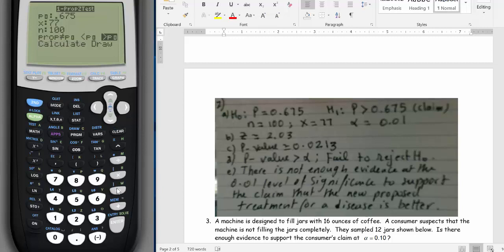Okay, calculate. Here you go. So I got Z, the book uses Z sub 0, so you can use Z sub 0 if you like, with 2 digits, 2.03. And the p-value, as you can see, is 0.0213 with 4 decimal digits. Since you notice that the p-value, which is 2%, is more than 1%, which is alpha, so you fail to reject H0. Now, if you fail to reject H0 and the claim is in H1, you say there is not enough evidence at the 0.01 level of significance to support the claim that the new proposed treatment for a disease is better.